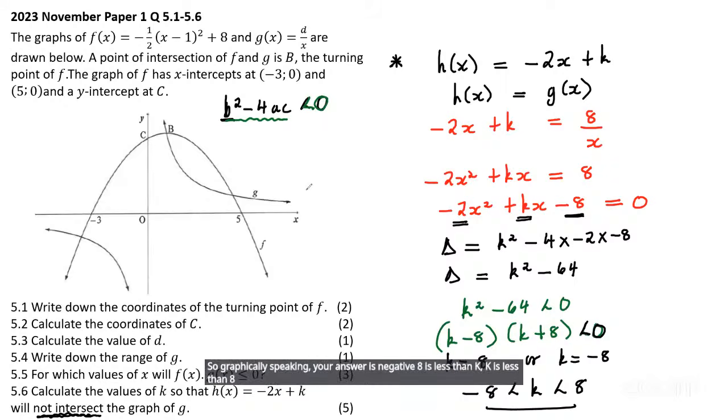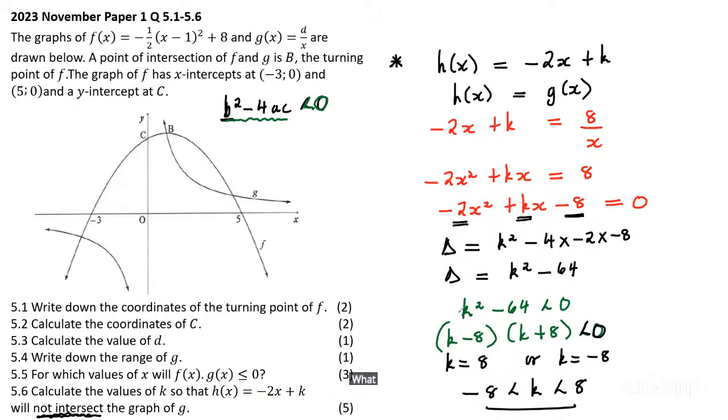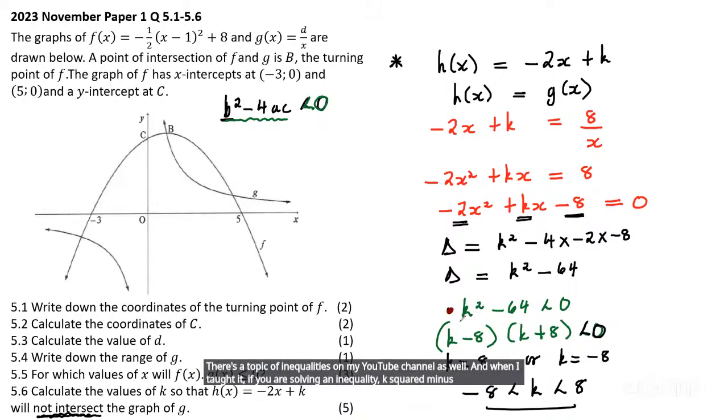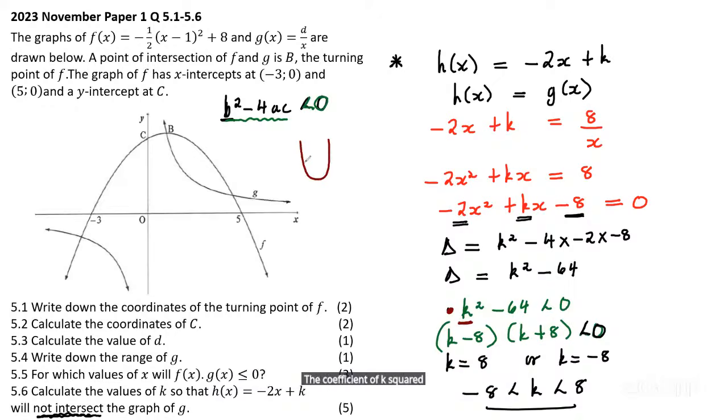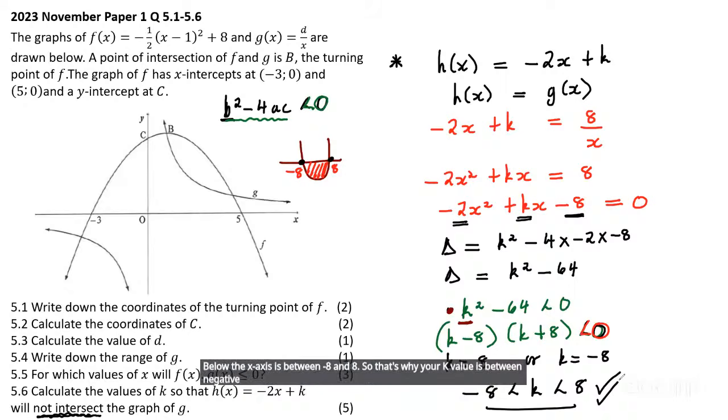I will say, what do you mean? There's a topic of inequalities on my YouTube channel as well. When I taught it, if you're solving an inequality, k squared minus 64, the coefficient of k squared is positive. It's a smiling graph. Your critical values are -8 and 8. You want something less than 0, you want something below the x-axis. Below the x-axis is between -8 and 8. So that's why your k value is between -8 and 8.